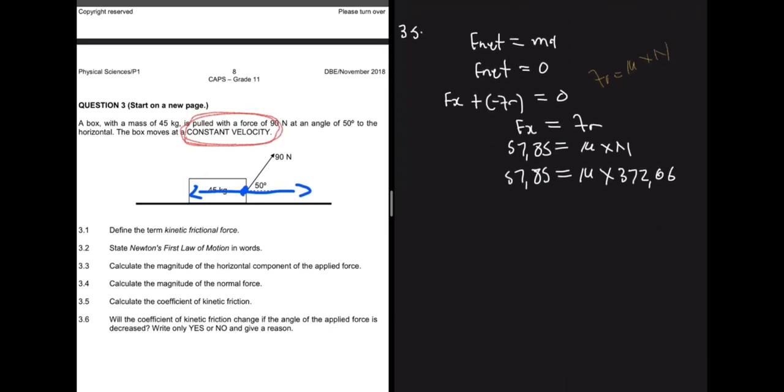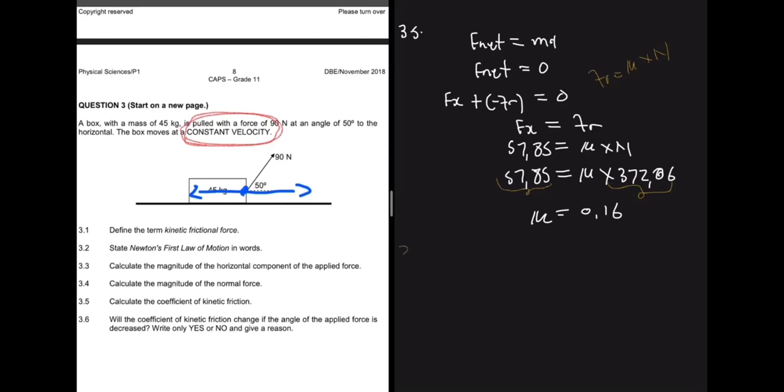We said that it is 372.06 Newtons. Now we can divide both sides by 372.06, and that will give us a coefficient of 0.16. And then what's the SI unit of the coefficient? The SI unit of the coefficient is something we don't have, because we have the force in Newtons and the normal force in Newtons. When you divide, the SI units cancel out, and as a result, we don't have an SI unit for the coefficient of kinetic friction or static friction.